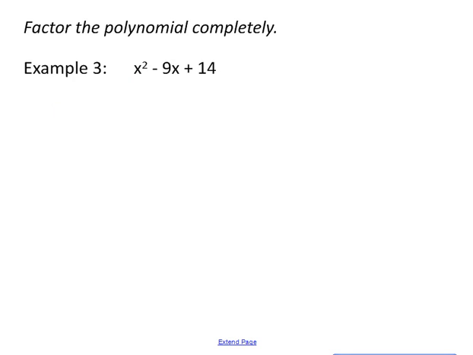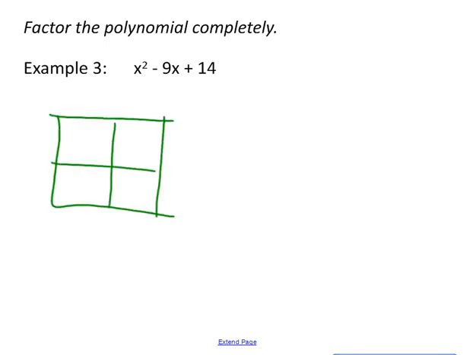Example 3. Check for GCF. Do they have anything in common? Well, they have no number in common and they have no variable in common, so there's no GCF. Count the number of terms. We've got 1, 2, 3 terms. 3 terms is a trinomial. So you can pick your favorite method for factoring a trinomial.